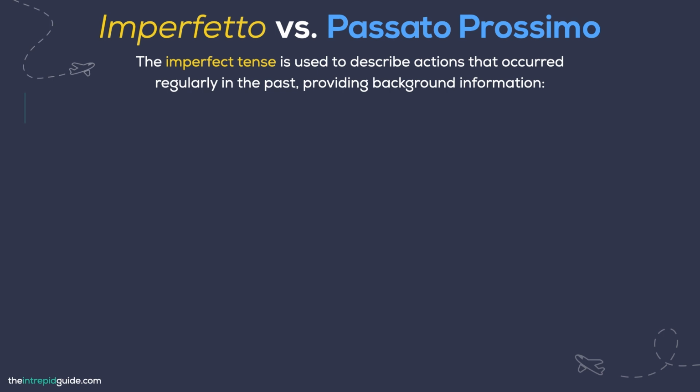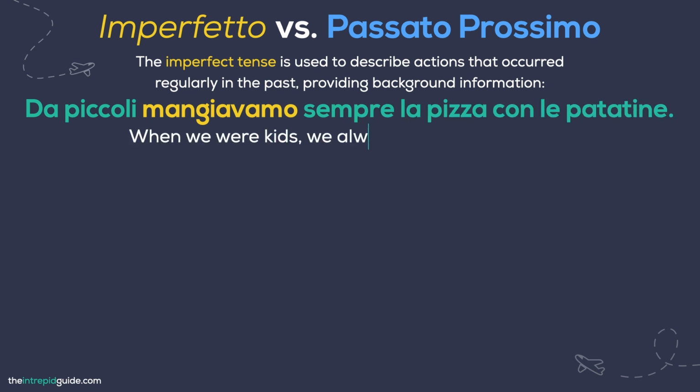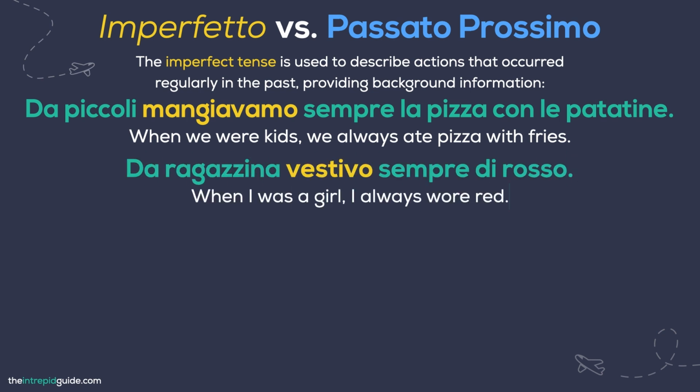For example, Da piccoli mangiavamo sempre la pizza con le patatine. When we were kids, we always ate pizza with fries. Da ragazzina vestivo sempre di rosso. When I was a girl, I always wore red.